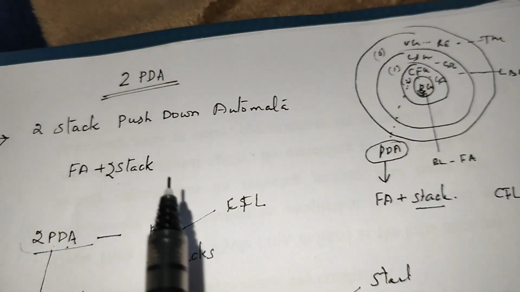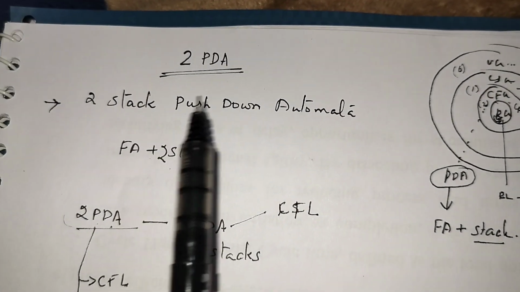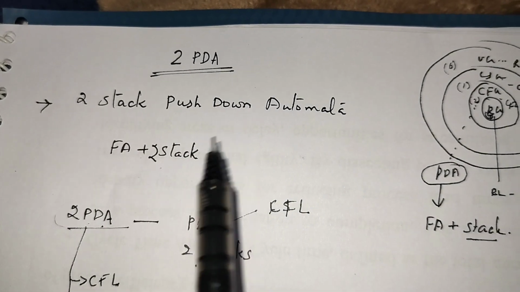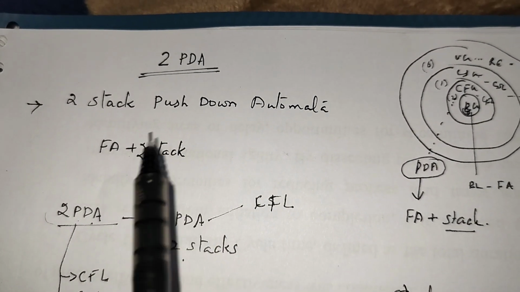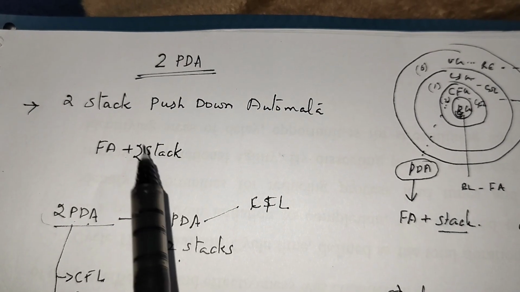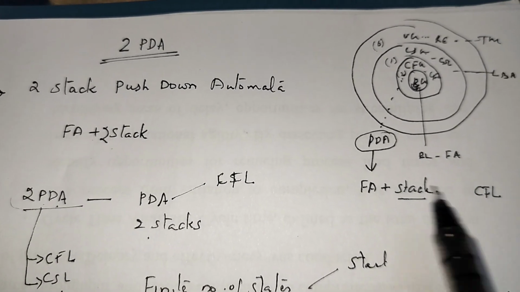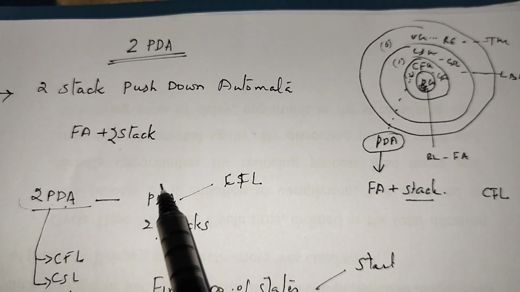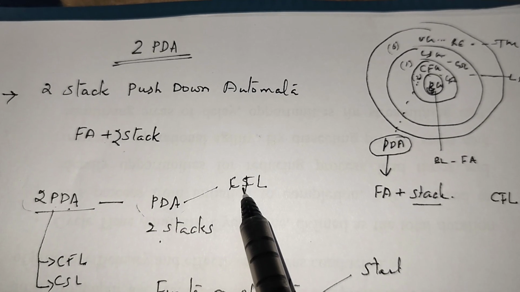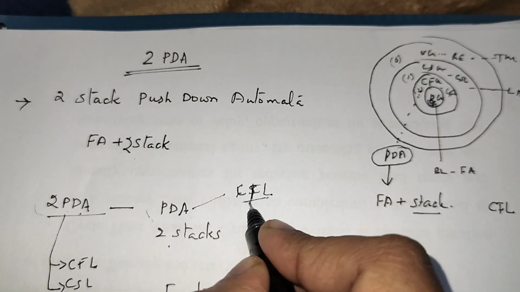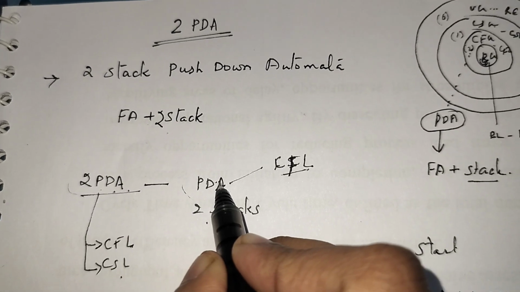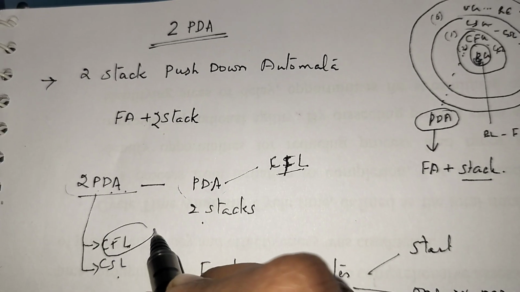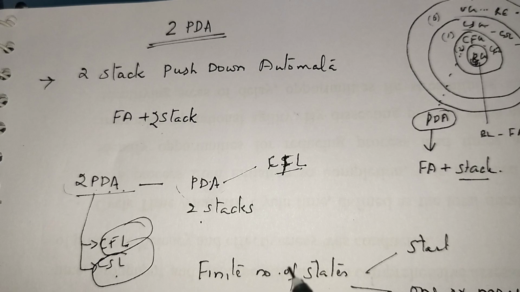So a 2 PDA is nothing but, instead of a single stack, we are using two stacks here, and we can perform push and pop operations on both stacks. It is more powerful than the normal PDA, because a normal PDA can recognize only context-free languages, but a 2 PDA is more powerful. It can recognize all the context-free languages as well as some context-sensitive languages.